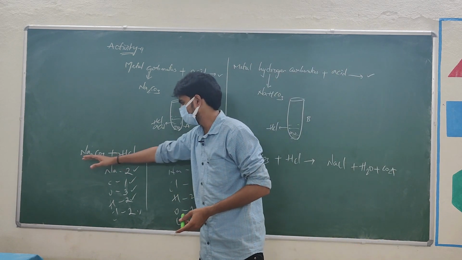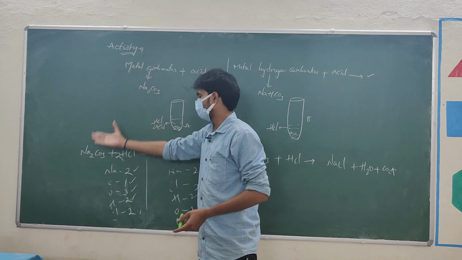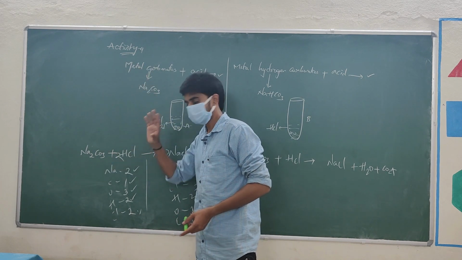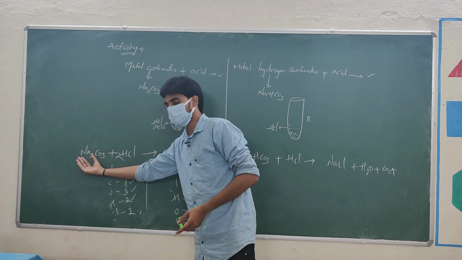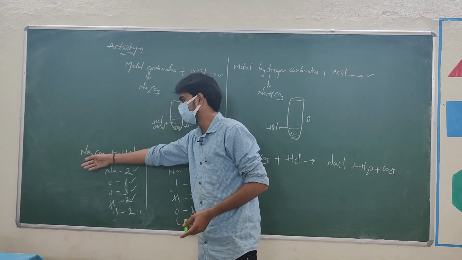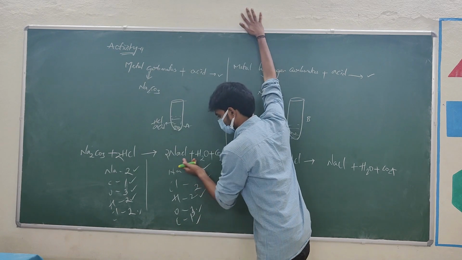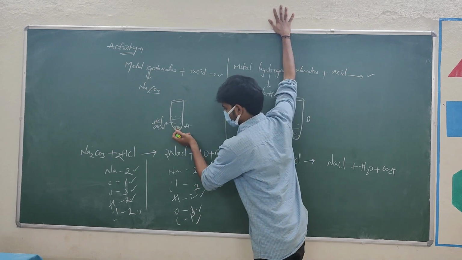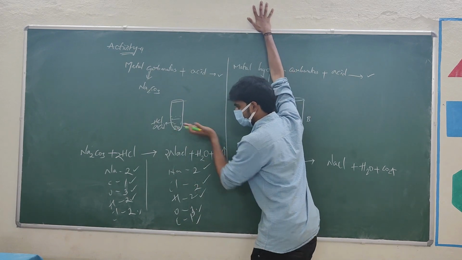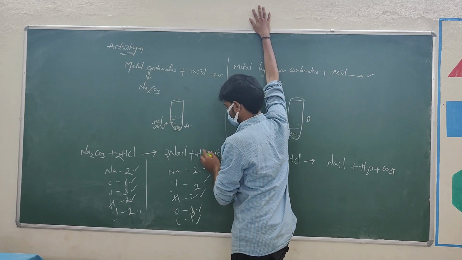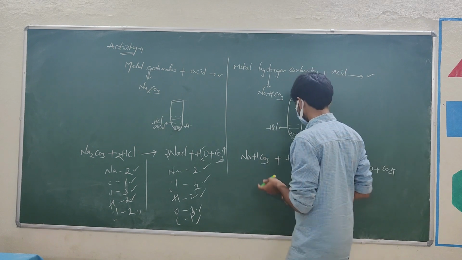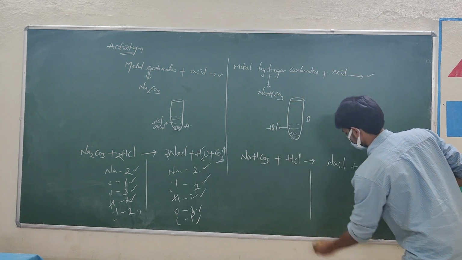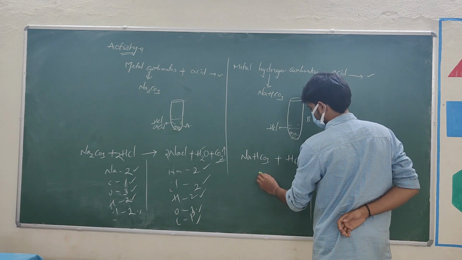Now in this case, when metal carbonate gets reacted with acid, we got a corresponding salt, because we had taken sodium carbonate. We got a salt that is related to the corresponding metal. So sodium chloride gets deposited at the bottom of the flask, water gets liberated and a gas is evolved.